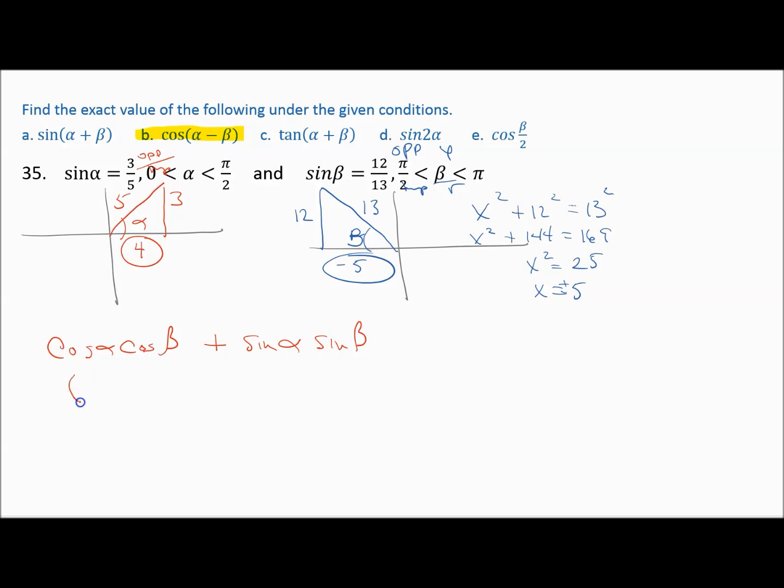Cosine is adjacent over hypotenuse, so that's 4/5, times cosine of beta, so that's going to be negative 5/12, plus sine of alpha, okay, that's 3/5. It was given, but you could also look at the picture, opposite over hypotenuse, and sine of beta, also given, 12 over 13, but you can look at your picture, opposite over hypotenuse, okay? And now we multiply. 4 times negative 5 is negative 20, over 5 times 12 is 60, plus 3 times 12 is what, 36, over 5 times 13, we've got an issue.